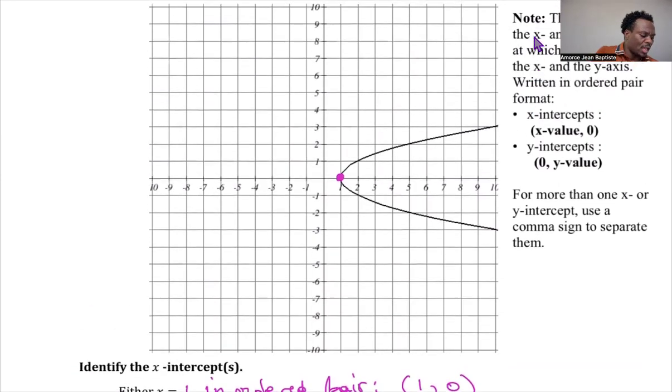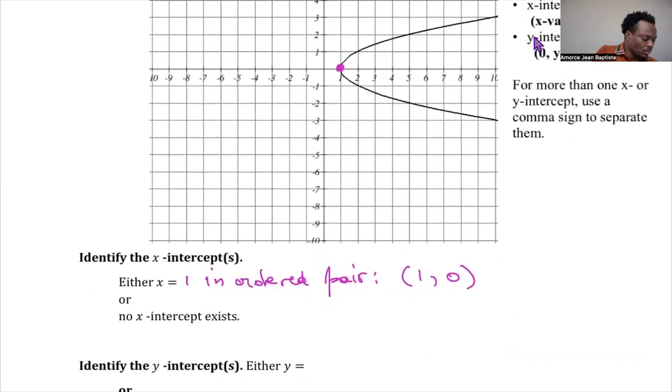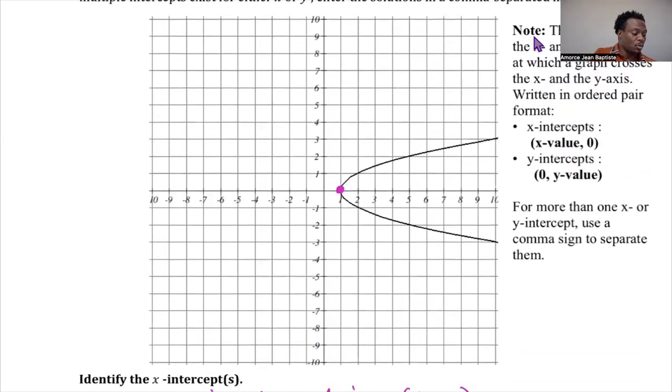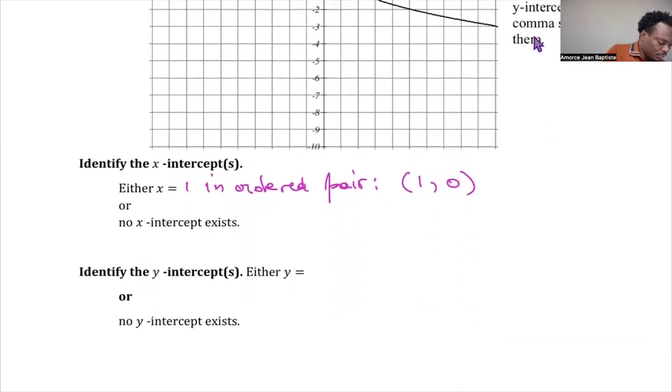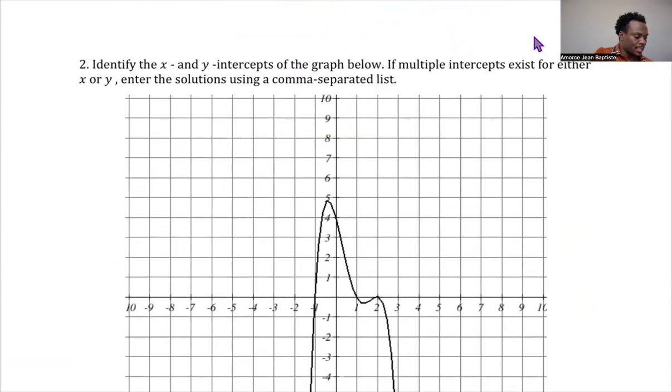Now let's see if we have any y-intercept. The y-intercept is the same concept, meaning wherever the graph intersects with the y-axis. And as I'm looking here, there's no intersection with the y-axis, so we have no y-intercept. Let's move on to the next example.